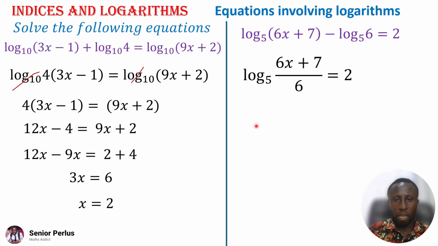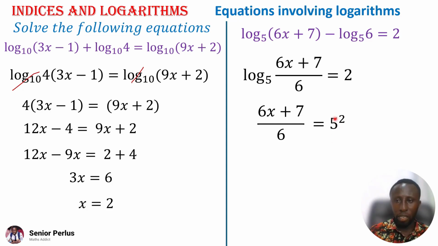Now from here, you can use the definition of log to simplify this. So this log to base 5, the 5 will go and carry the 2, so that the log will go. Good. Now it is in indices form. You can solve for this very easily. So 5 to the power 2 is 25.